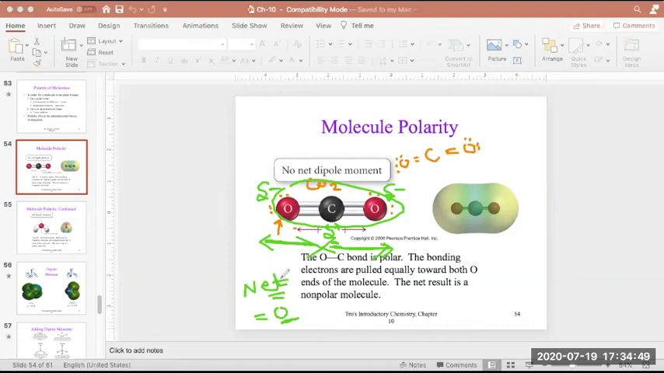If the net dipole moment is not zero, then the molecule is polar. So you have to understand this: the presence of dipole moments doesn't make the molecule polar, only the net dipole moment does. This is very important, because some students just see a dipole moment and say the molecule is polar. No, because they might cancel each other out, right? So this is important.